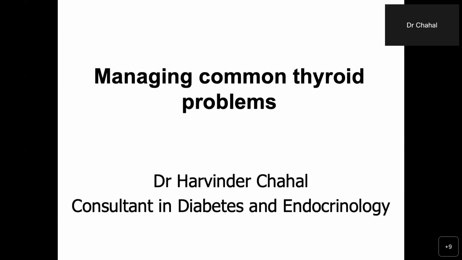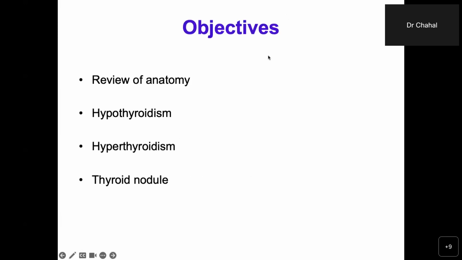And I'm going to talk to you today on how to manage common thyroid problems. And hopefully this is relevant for your practice, but also for your exams as well. So what I hope to cover is looking at the anatomy of the thyroid gland, just to remind you. And then we think of three very common thyroid conditions: an underactive thyroid, overactive thyroid, or nodular thyroid disease.